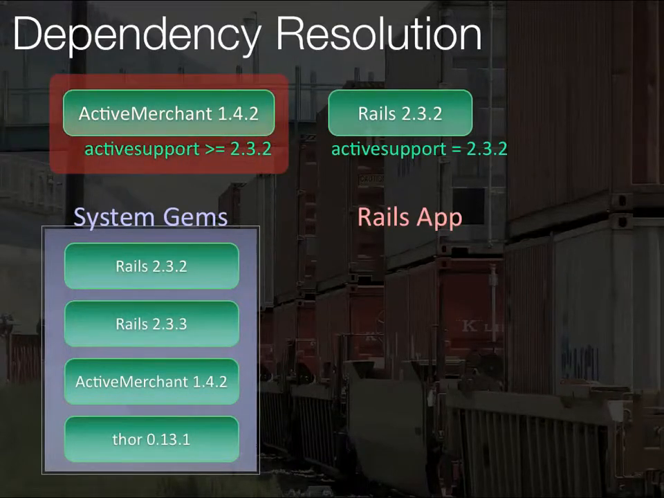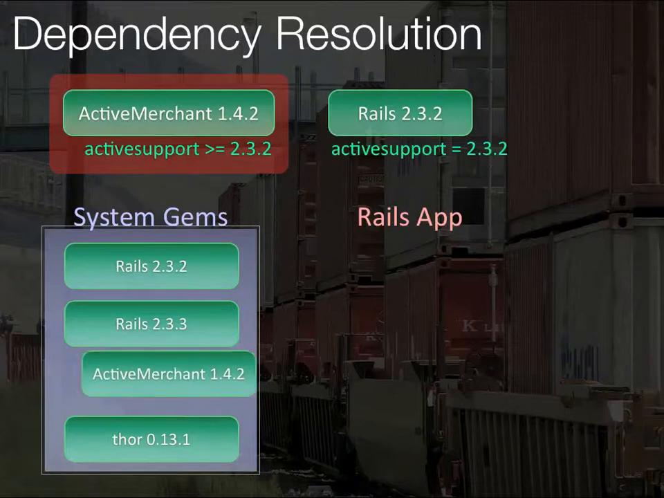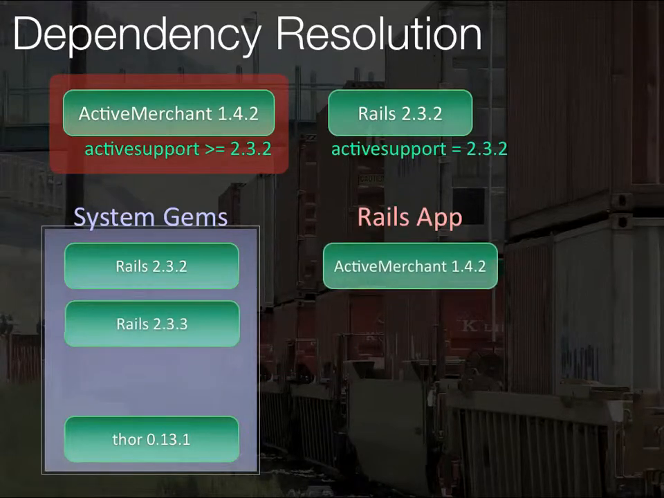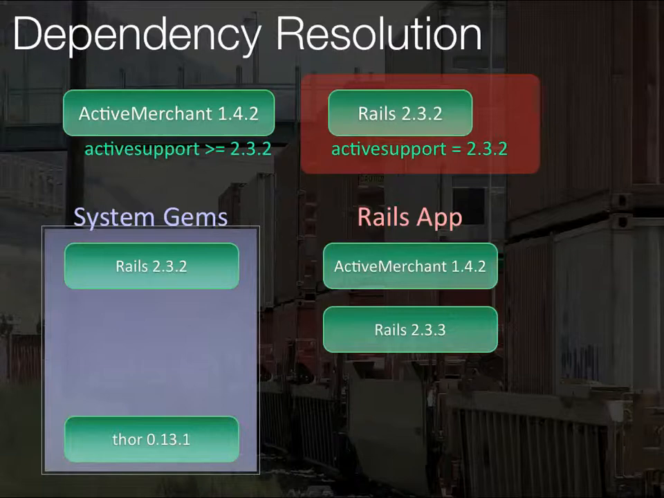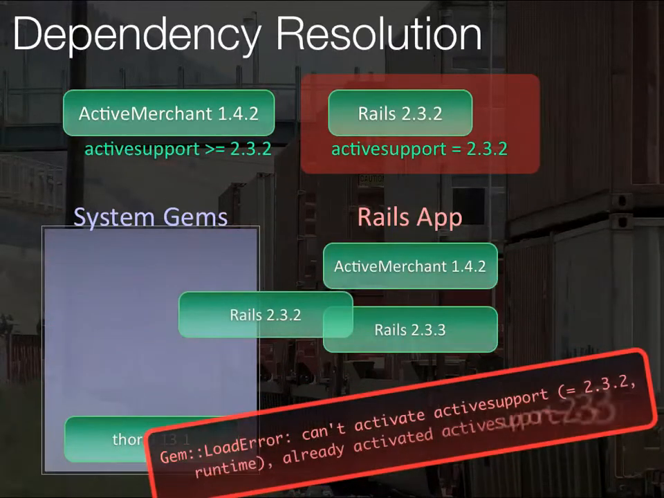First, it's going to look at each dependency one at a time. Here's Active Merchant 1.4.2, require that. That requires Active Support 2.3.2 or greater. Okay, require 2.3.3. Okay, now let's go to Rails 2.3.2. Oh, that means we've bugged out. We can't load Rails 2.3.2 because we already have 2.3.3 loaded. That's not good, and we get an error.